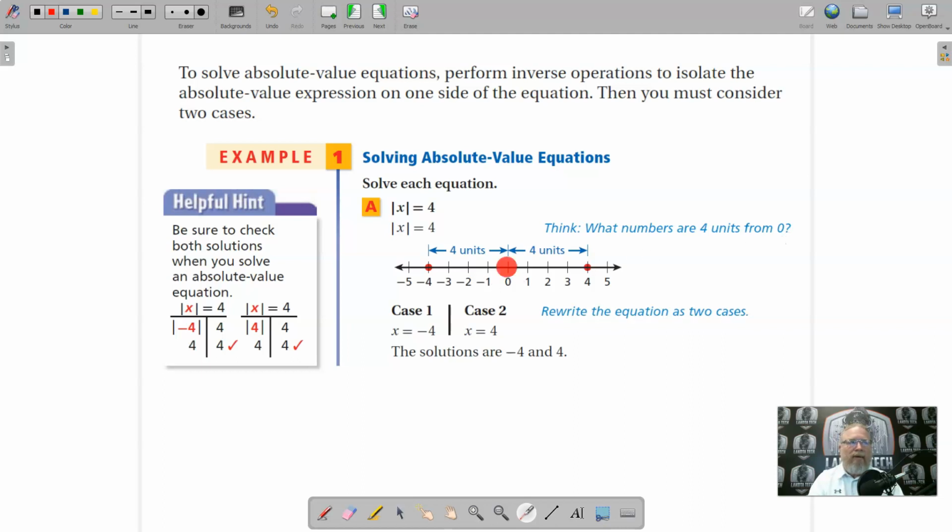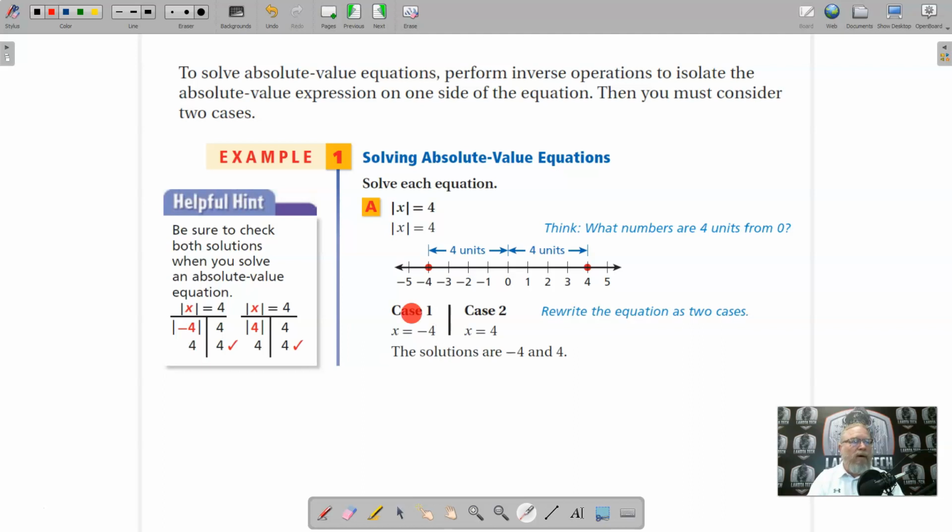Well, it could be 4 units to the left of 0 or 4 units to the right of 0, because distance is always a positive value. You can't have a negative value for distance. I can't ask you to walk 10 negative steps in any direction. You might walk 10 steps forward or 10 steps backward, but whichever direction you go from that point, it's always going to be a positive distance. You can't have a negative distance.